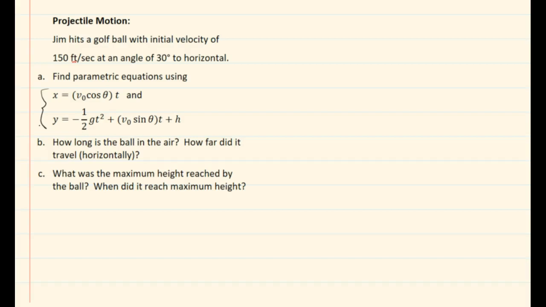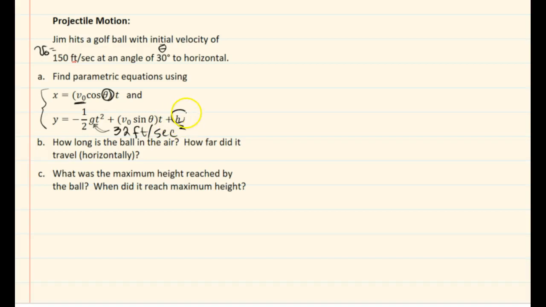And then we can also answer questions about what was the maximum height reached by the ball, as well as when it reached the maximum height. So first things first, we need to realize that in our equations we need to know a v naught, that's our initial velocity. That's going to be our 150 feet per second. We also need a theta, an angle, and we're going to find that to be our 30 degrees. G is actually going to be gravity, and because we're using feet per second, this is going to be 32 feet per second squared.